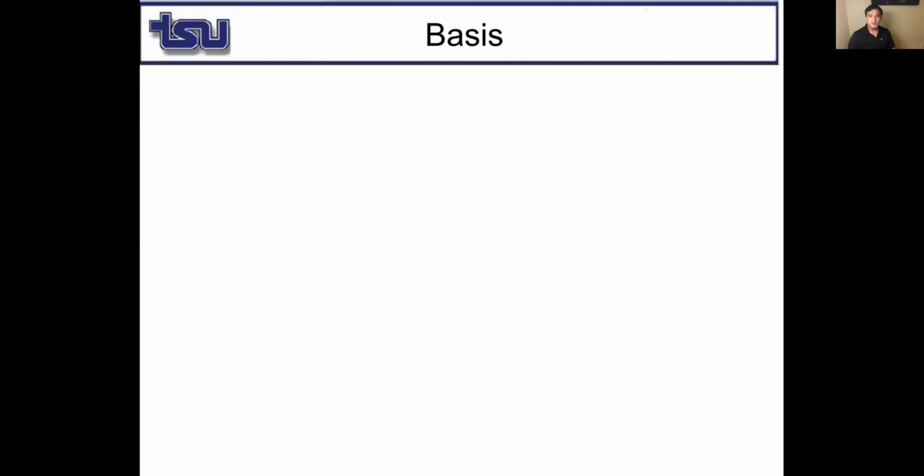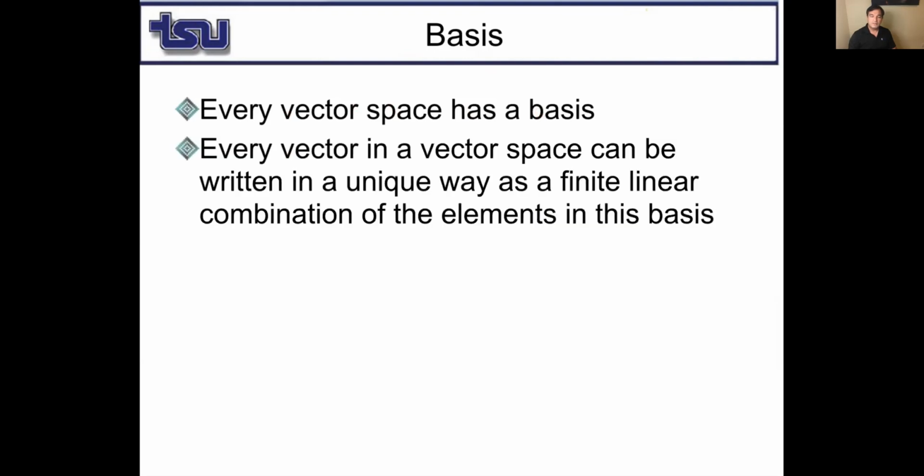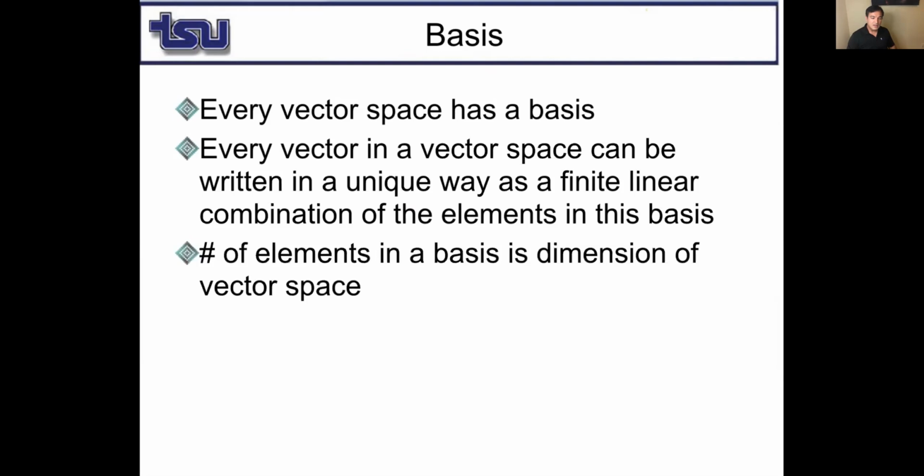So what's a basis? I'm sure many of you are already familiar with it. Every vector space has a basis. Every vector space, infinite dimensional or finite dimensional, doesn't matter, has a basis. Every vector in a vector space can be written in a unique way as a finite linear combination of the elements in this basis. Unique way is important. And the number of elements in a basis is the dimension of the vector space. Basically, if you have an infinite number of elements in the basis, that's an infinite dimensional space.